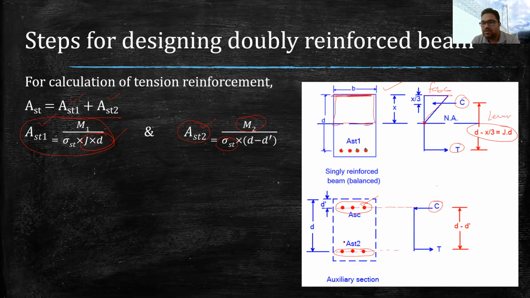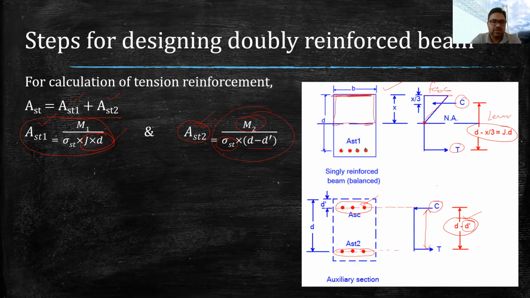So again, the distance between these two, C and T, will be the lever arm, and the lever arm this time will be d minus d dash. Here d dash is the effective cover of the compression reinforcement. So this time this will be the lever arm. The same value I am putting here, and so this becomes the formula to calculate the AST2 value. So this is how we can calculate AST1 and AST2.